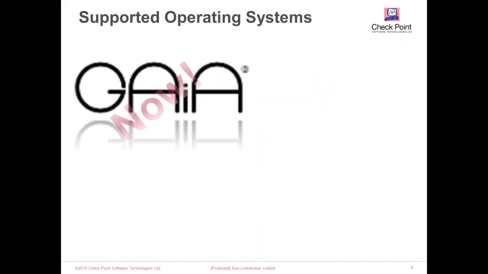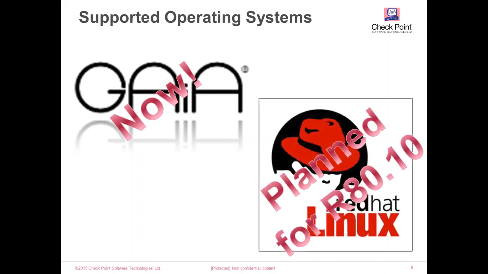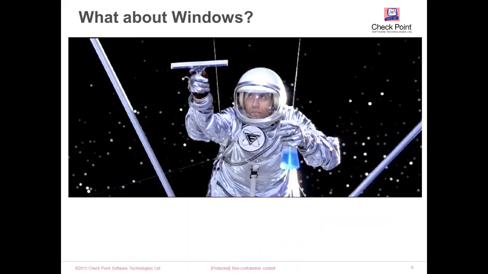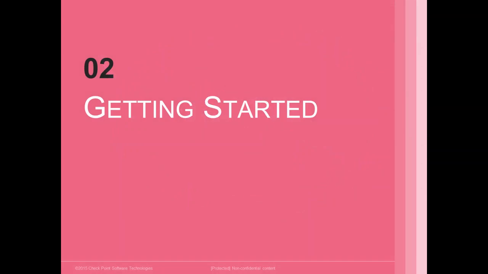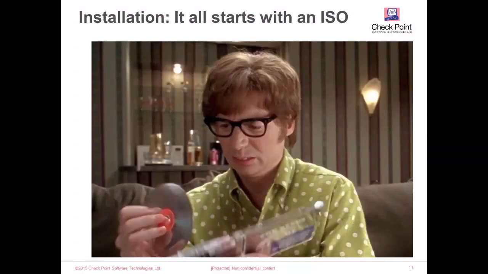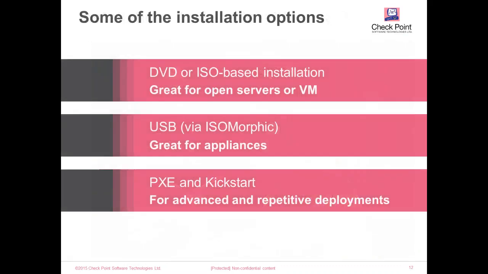So currently, the supported operating system today is Gaia only. We're going to have support for Linux Red Hat coming in R80.10. What about Windows? Management for Windows is planned for post R80.10, and gateways? No. Getting started. It all starts with an ISO to do the installation. Same procedure as last year.